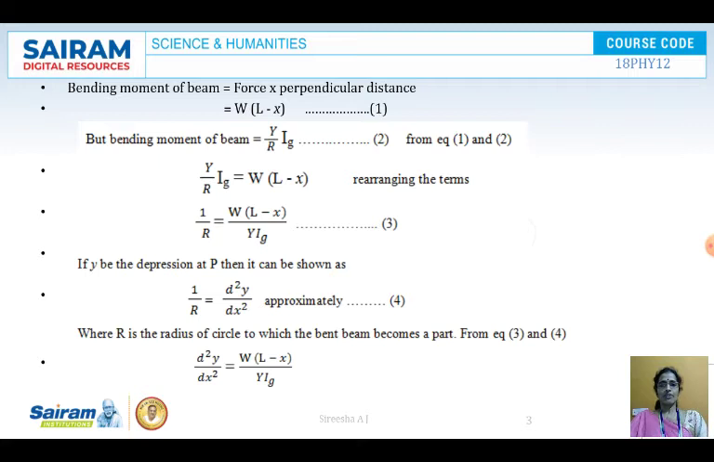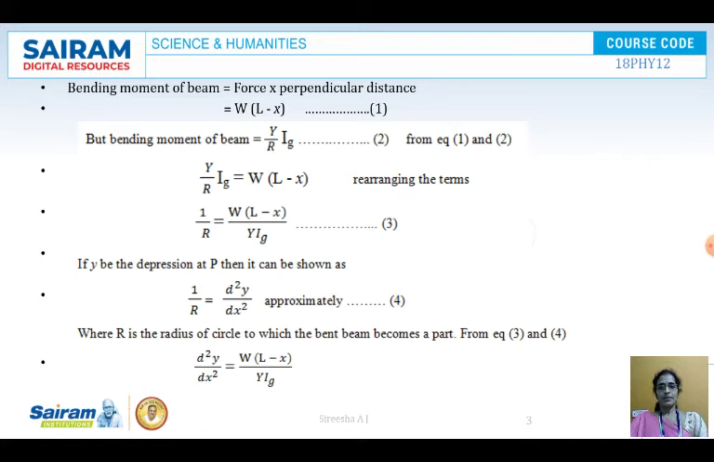So from equation 1 and 2, we can say that both the LHS are bending moment, so equate the RHS. So Y by R into Ig is equal to W into L minus x. Rearranging the terms, 1 by R is equal to W into L minus x divided by Y into Ig. Bring that Yig to the denominator. Let that be equation 3.